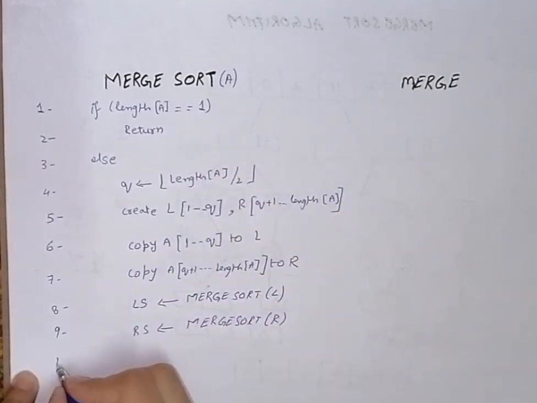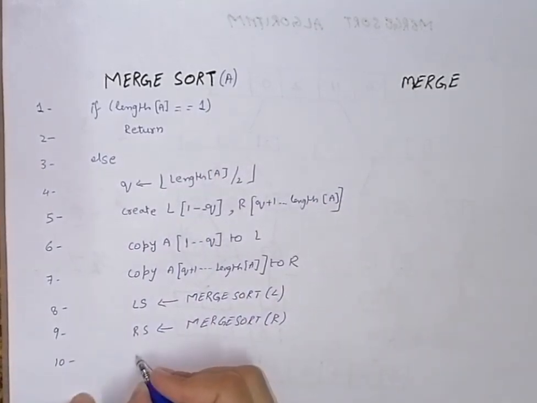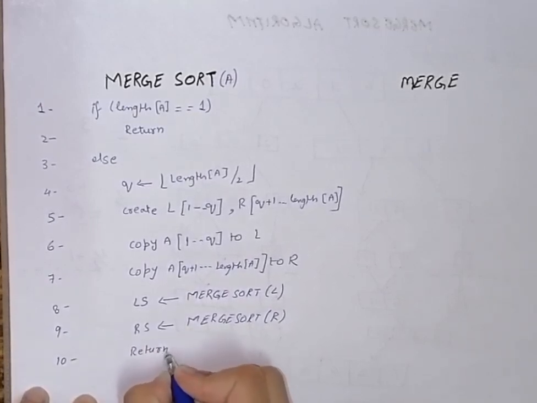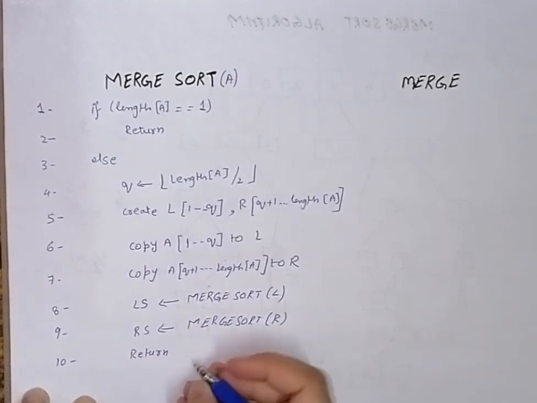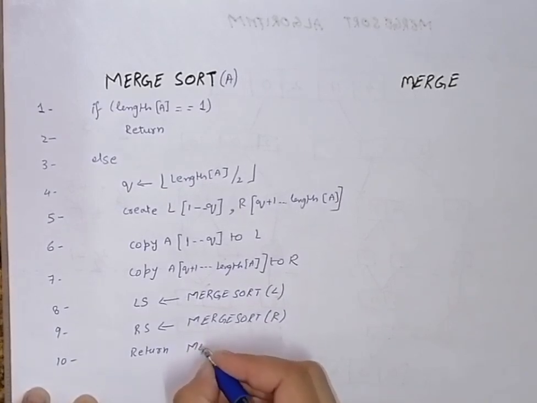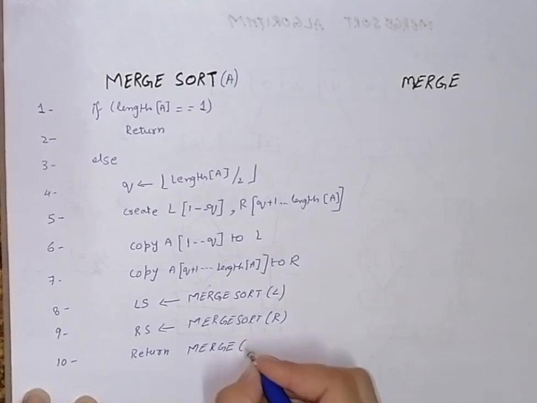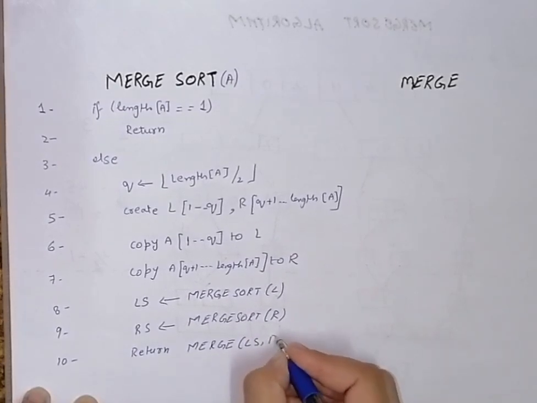So my last step would be, I'll basically write it like this: if all of these lines have successfully returned, then go and call the merge function, which basically performs merge on L of S and R of S.